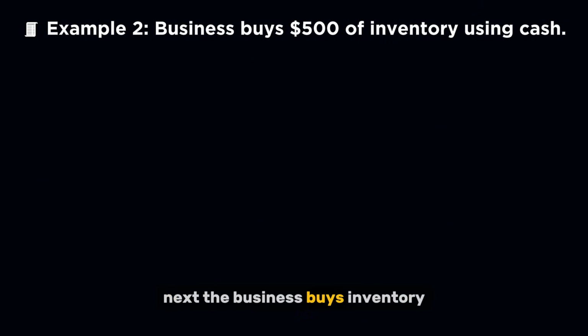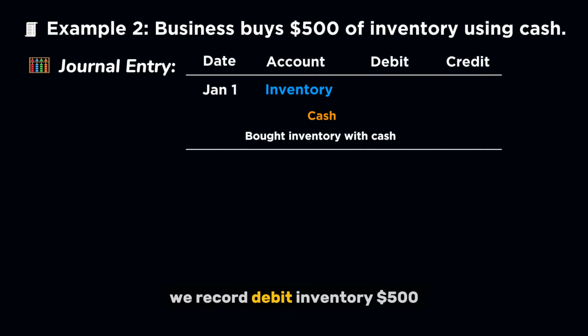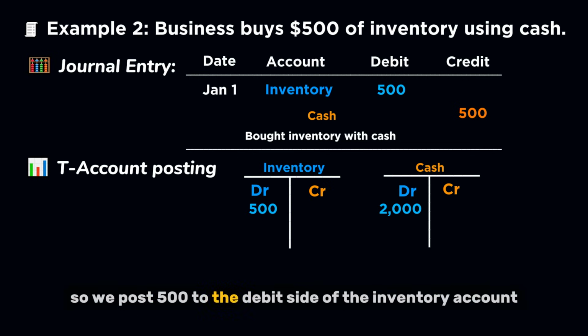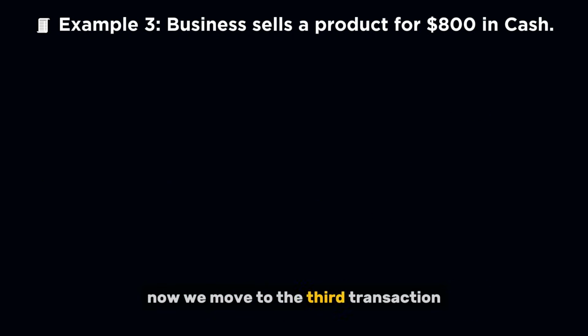Next, the business buys inventory worth $500 and pays for it in cash. Here, inventory is going up and cash is going down. We record debit inventory, $500, credit cash, $500. So we post $500 to the debit side of the inventory account and $500 to the credit side of the cash account. Now we move to the third transaction.